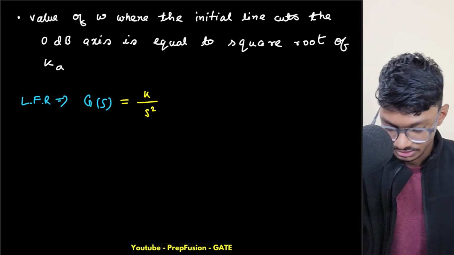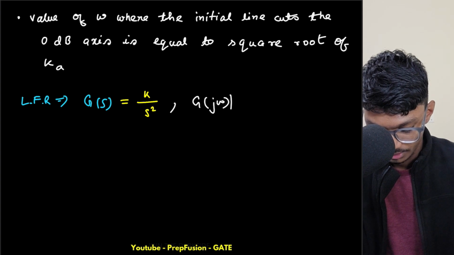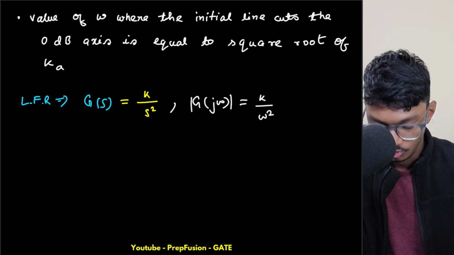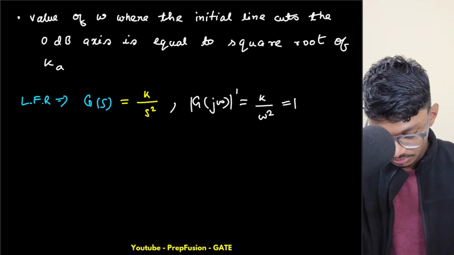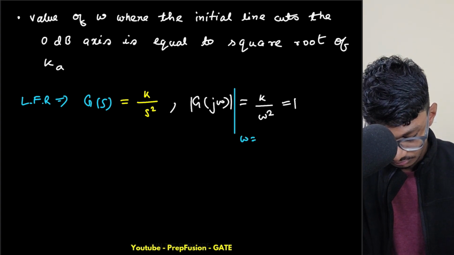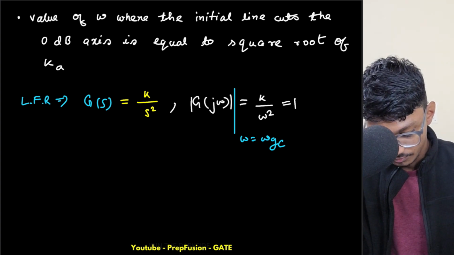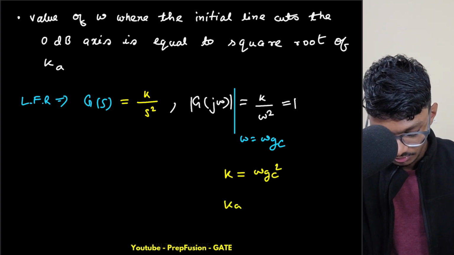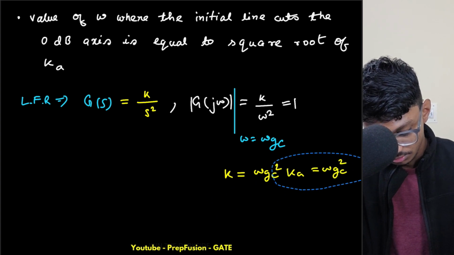Now let's find the magnitude of this. If I write the magnitude, it is G of j omega equals k by omega square, which is equal to 1 itself at omega equals omega gc. So k will be equal to omega gc whole square, right? So k will be equal to omega gc whole square. Okay, so this is how we write the expression there.